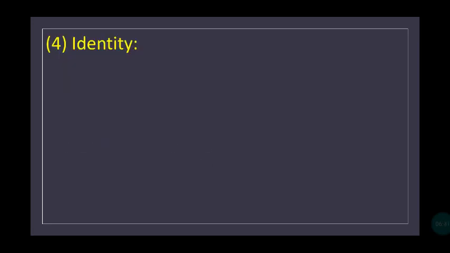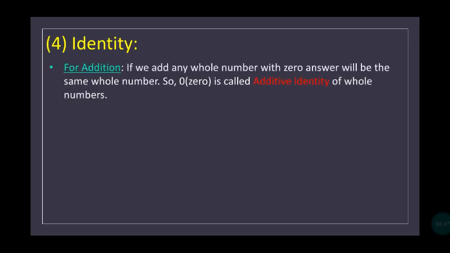Number 4, identity. What do we mean by identity? For addition, if we add any whole number with 0, the answer will be the same whole number. That means if we take any whole number, for example 3, and we add 3 with 0, what answer did we get? Again 3. So if we add any whole number with 0, the answer will be the same whole number. So 0 is called the additive identity of whole numbers.